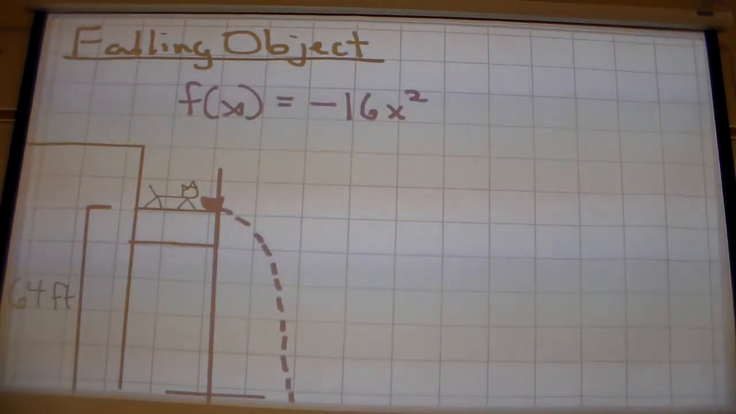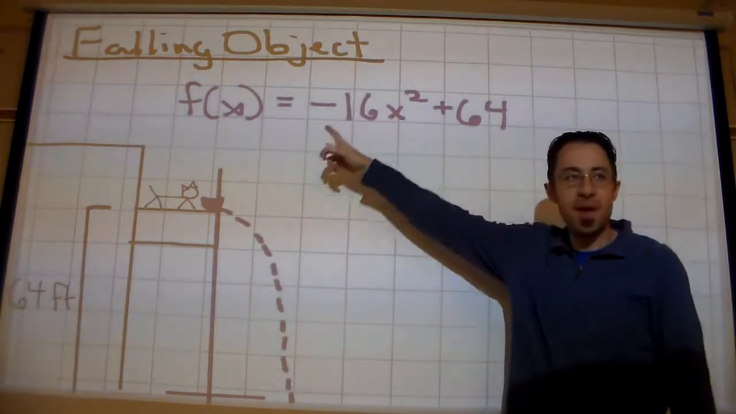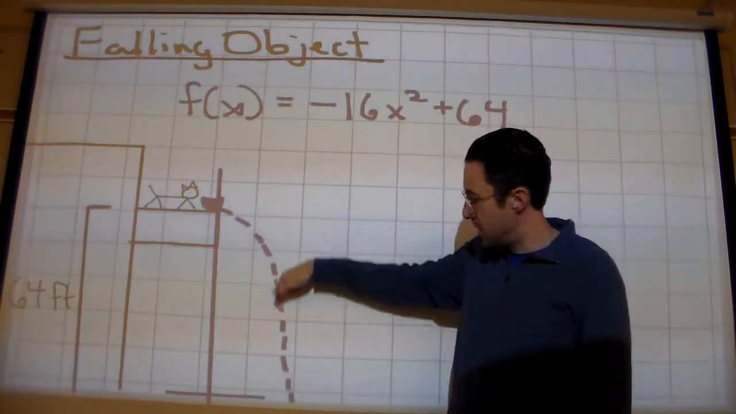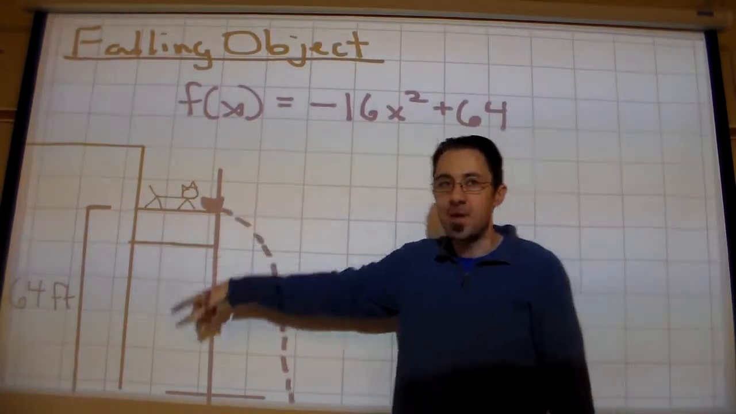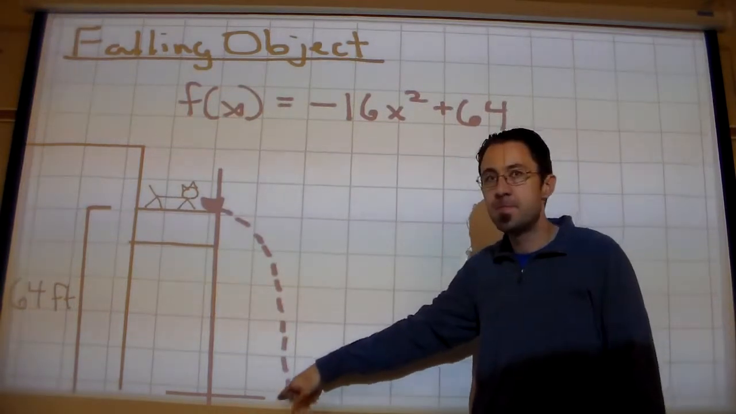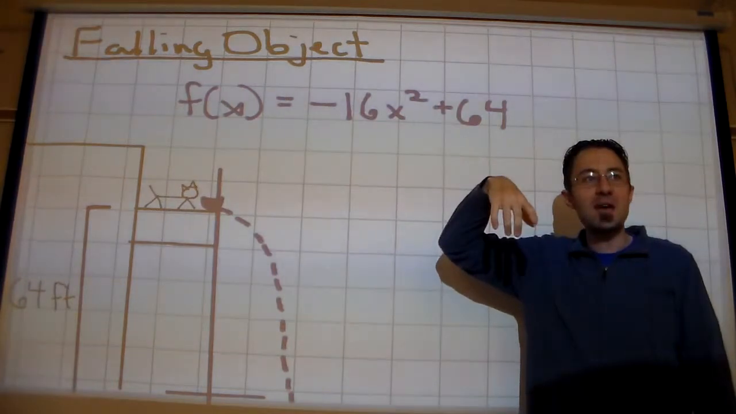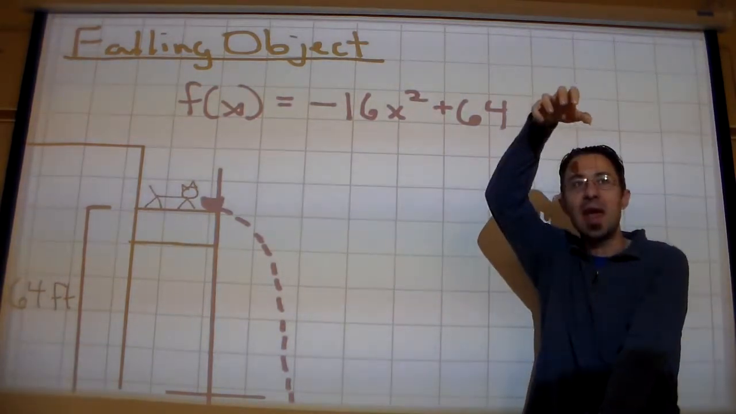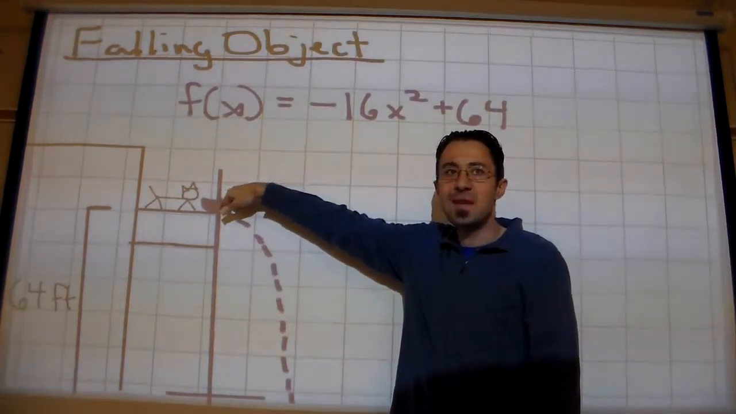Now with what we've already talked about, I have a negative there. It's facing down, right? We're not worried about how the potted plant got up there. We're worried about how it fell. Okay, so we have the negative there. 16. If we picture that graph, if we took x squared, that's stretching it out. And then 64 is we're starting up 64 feet up in the air.